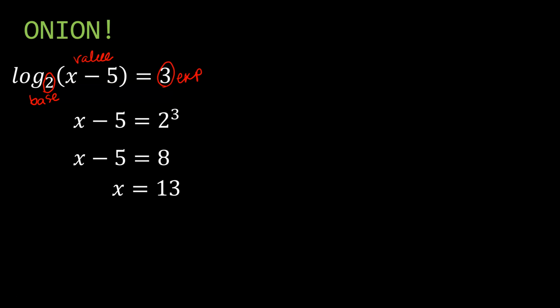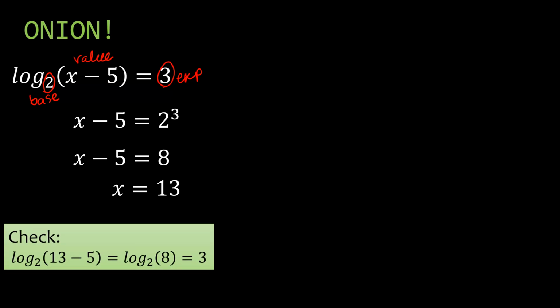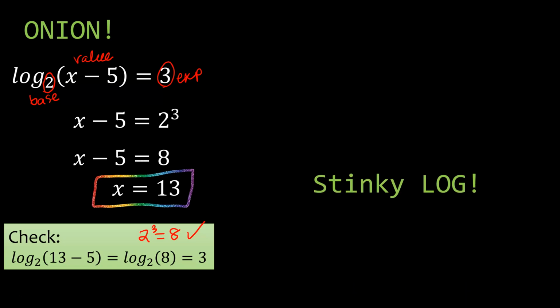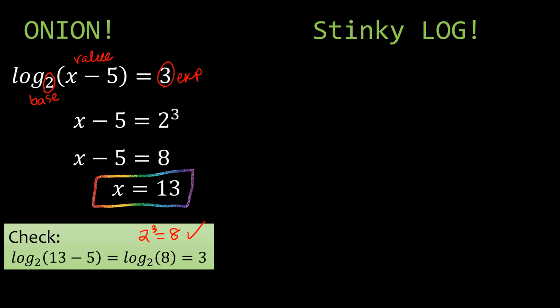And then, we always should check our answer. So when we plug in 13, we'll end up with log base 2 of 8 is 3, which is true because 2 to the third power equals 8, and we are good. And 13 is our solution. Now, with that being old material, the new type of equation that we would look at is the stinky log, right? So, what makes it stinky?